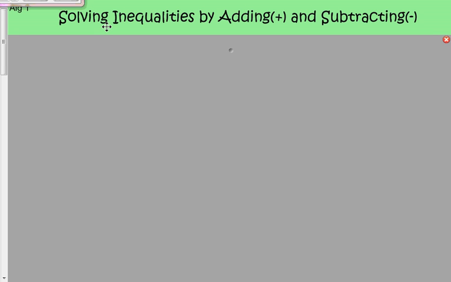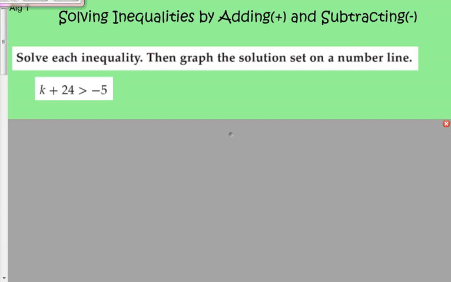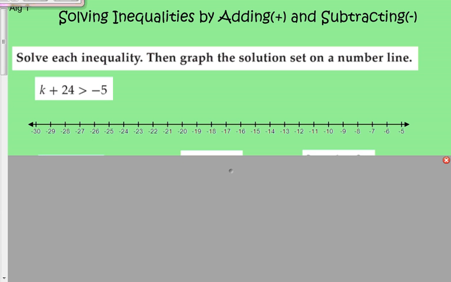Welcome, students. Today's lesson is called Solving Inequalities by Adding and Subtracting. An inequality is another word for the problems you see with the greater than or less than or equal to signs. And so this is how you solve it in algebra. You're going to solve it just like you do an equation.